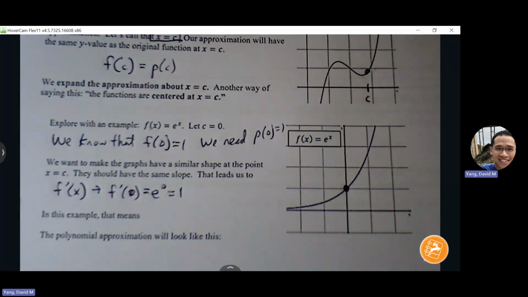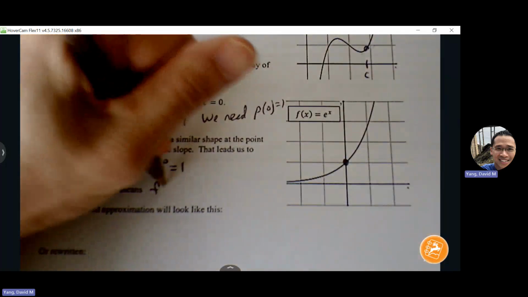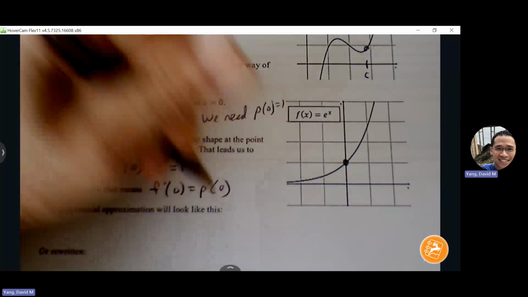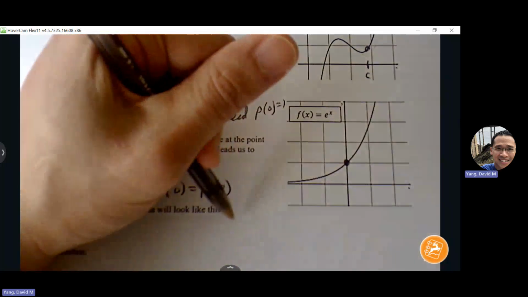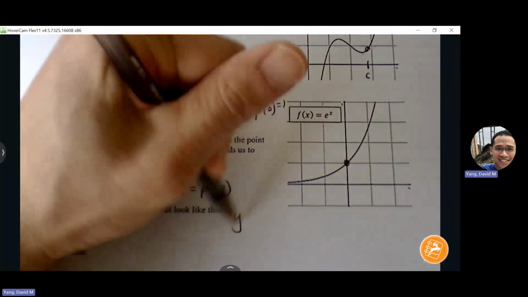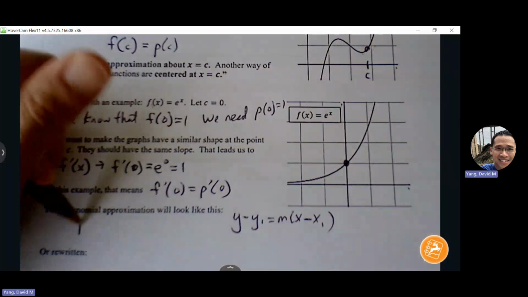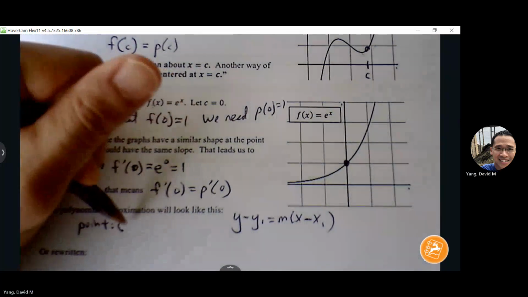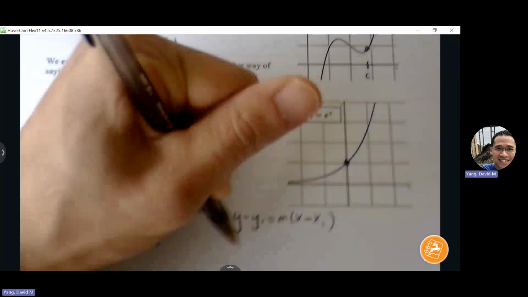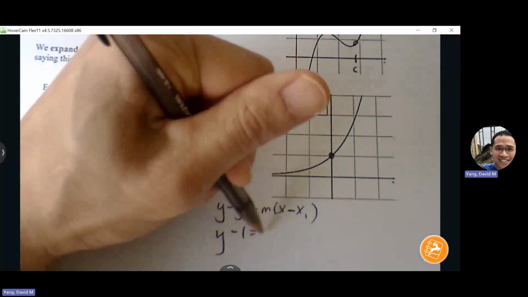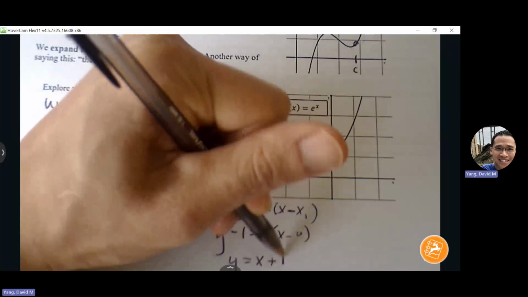So if I can create an equation with the same slope and the same point, then that's just a linear function, right? So we want f prime of 0 to equal p prime of 0. Now our Taylor polynomial will just be a linear equation if we're just matching the first order. So y minus y sub 1 is equal to m times x minus x sub 1. My ordered pair is (0, 1). My slope is 1. So my equation, y minus 1 is equal to 1 times x minus 0. y is equal to x plus 1.